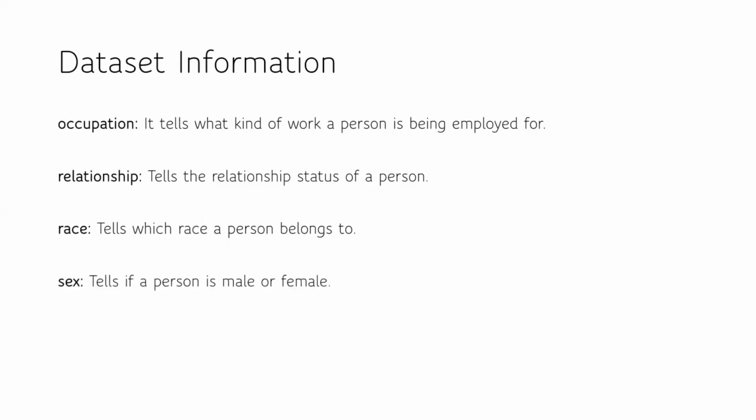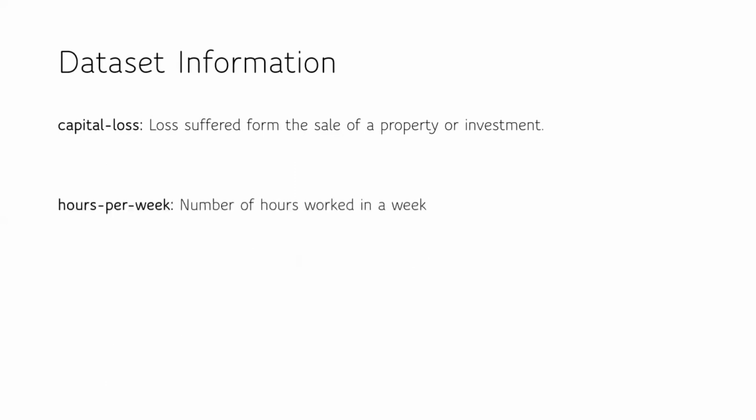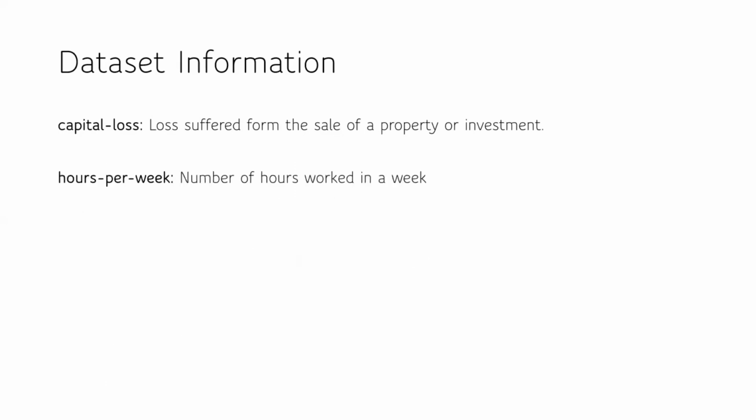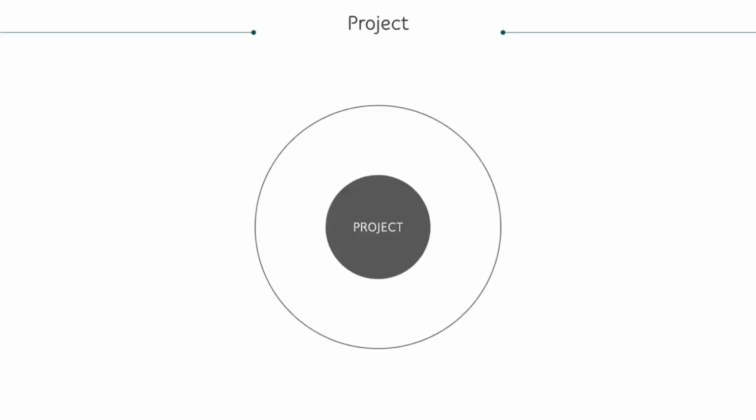Sex tells if a person is male or female, and capital gain represents the profit gain from the sale of a property or investment. Then we have capital loss, which represents the loss suffered from the sale of a property or investment. Then we have hours per week, that represents number of hours a person has worked in a week. And the native country represents the motherland of a person.